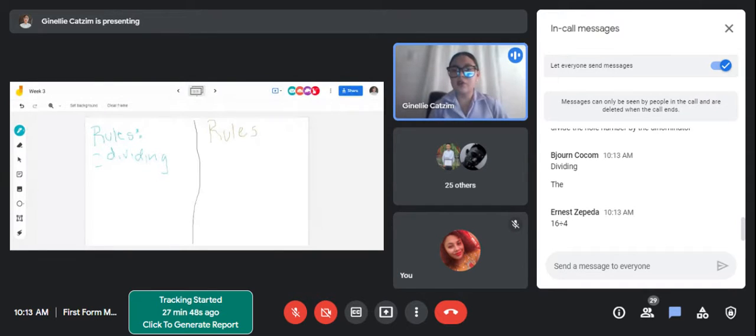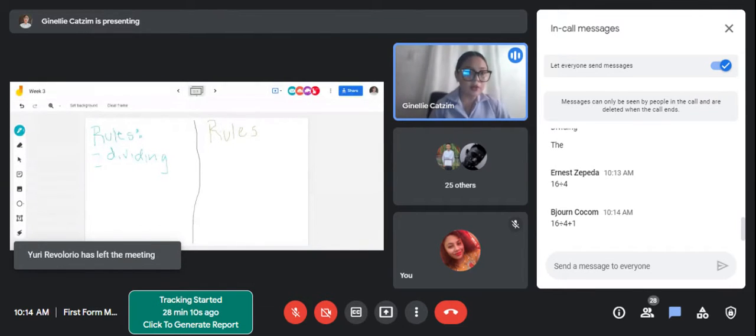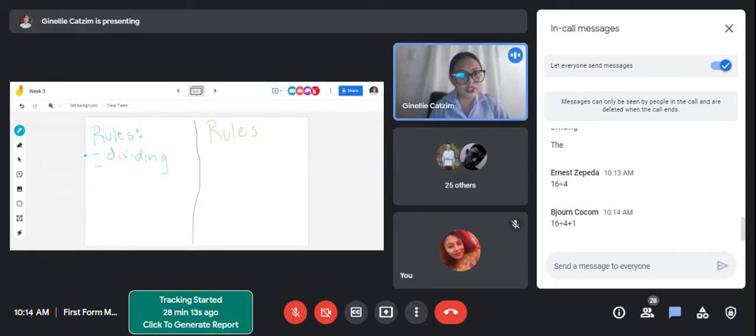Okay, Ryan also said he was dividing the whole number by the denominator. Good. Okay, that's a good observation. So we have basically a little rule there where we divide by the denominator, right? But Jordan says plus one, which is the numerator. So what some of you are saying, we use both the denominator and the numerator, right? So let's write this here. We use the numerator and we also write the denominator, right? Okay, good. So right now we'll see how we can adjust these rules, right?